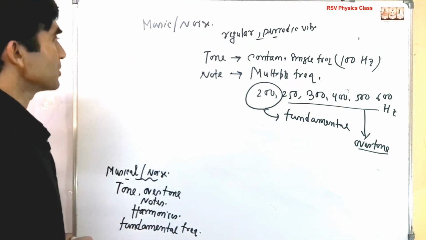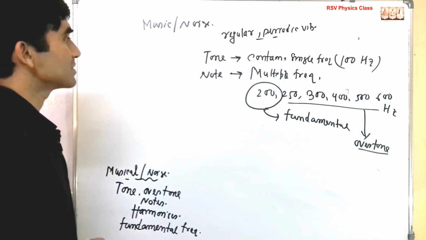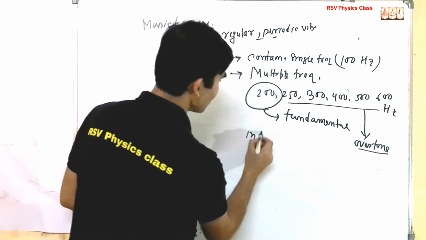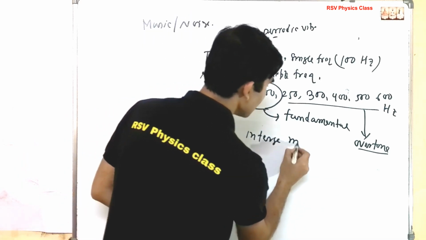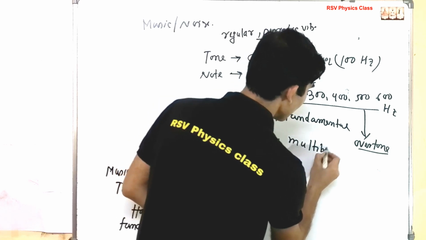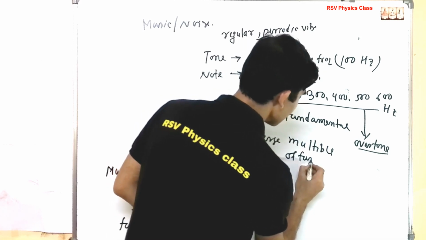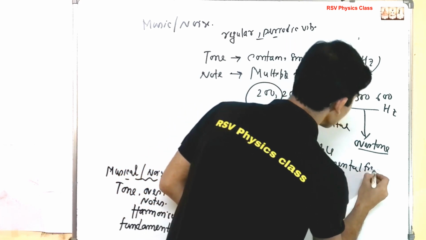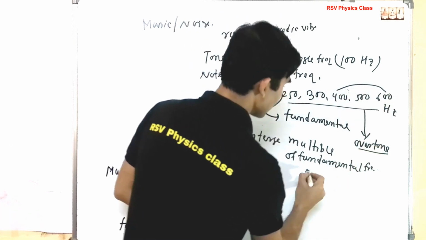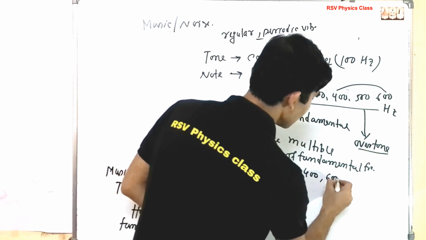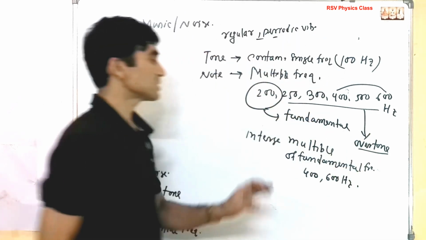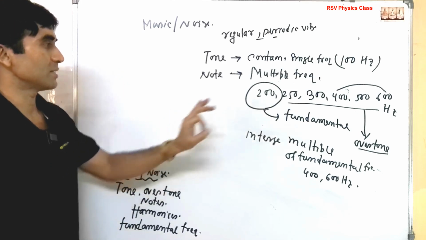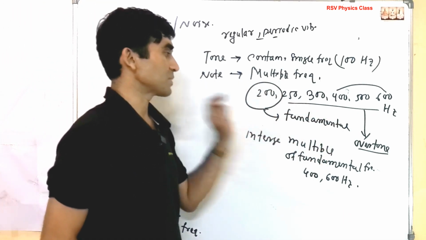Now what will be the harmonics? Harmonics are integer multiples of the fundamental frequency. So what will be the harmonics? 400, 600 hertz. So this is the basic terminology of music, different types of musical sound and musical frequency.